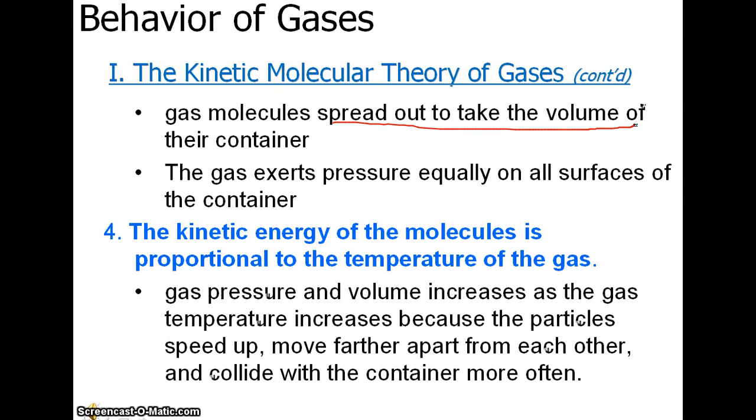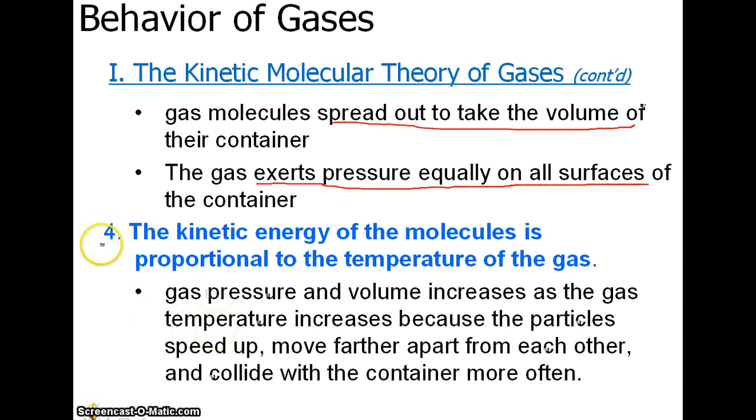That's because the gas molecules are moving in constant random motion in every direction. So they're going to spread out to take up as much volume as their container will allow. Furthermore, as they move in constant random motion, they're going to exert pressure equally on all surfaces of the container because they are moving in every direction. When you are inflating a balloon, the molecules are going to be moving out from your mouth to the balloon, but from there they're going to move in all directions. That's why a balloon gets bigger in every direction. It doesn't just get bigger off to the right or the left. It's going to expand equally in all directions.